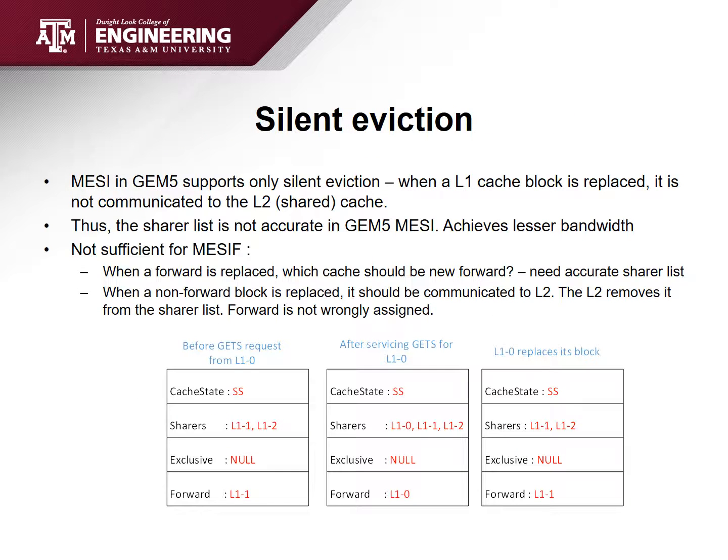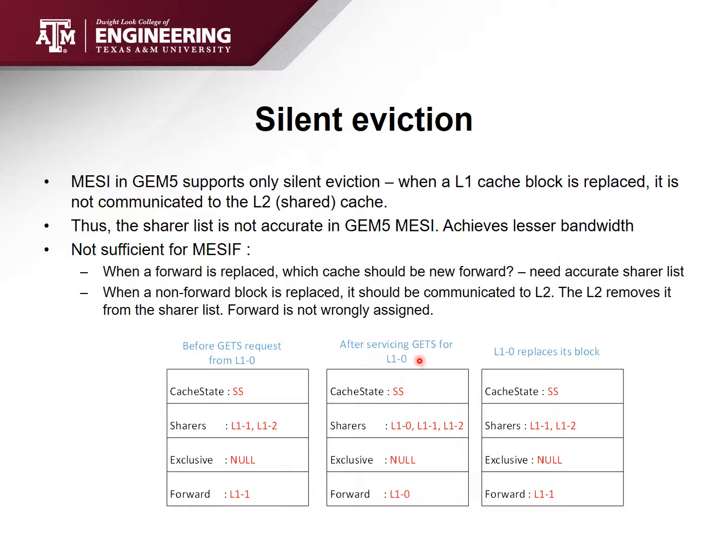So for each block, a table is maintained in L2 which stores information about the sharers list, forwarder and the exclusive owner. Let's analyze the contents of this table based on the previous example. Before the getS request was issued from L10, this is the content of the table, wherein the cache state indicates the state of the L2 cache. Since there are multiple sharers for this block, the cache state is indicated as SS, which means shared. And L11 is assigned as the forwarder, which means that L11 is responsible for servicing getS requests.